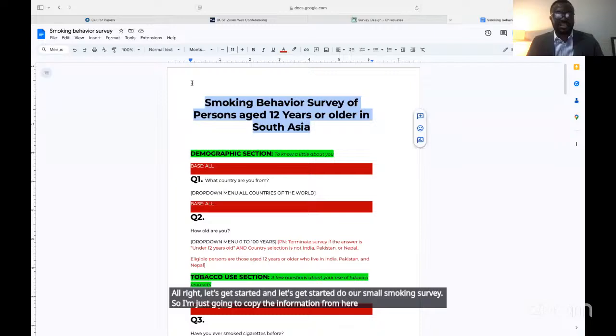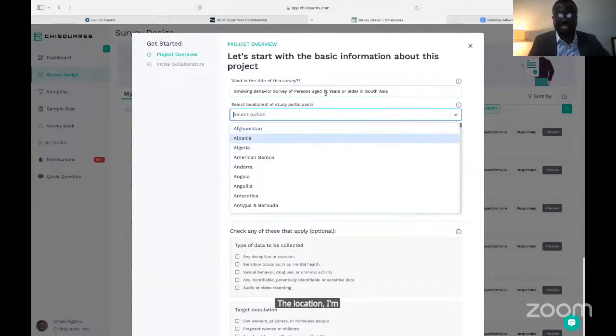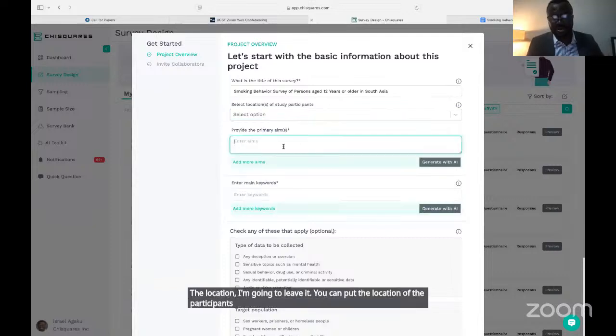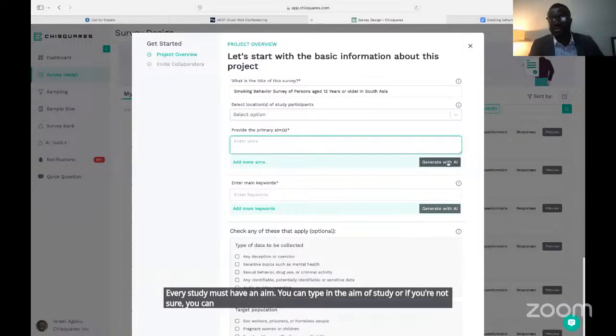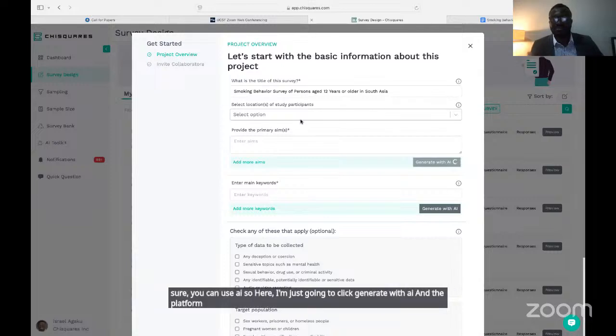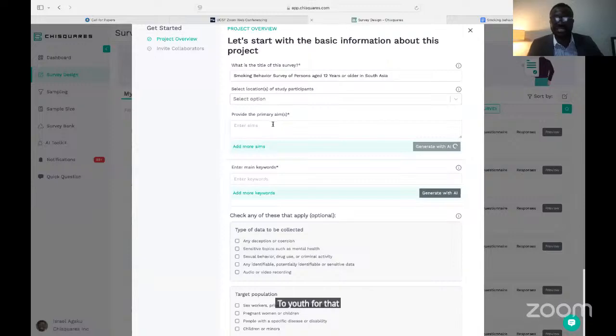This is our survey, smoking behavior survey of the location. I'm going to leave it. You can put the location of the participants, or you can leave it blank if you want. Every study must have an aim. You can type in the aim of a study, or if you're not sure, you can use AI. So here I'm just going to click generate with AI, and the platform takes that topic and then will suggest aims for you to use for that research. But of course, nothing stops you from typing them yourself if you so desire.